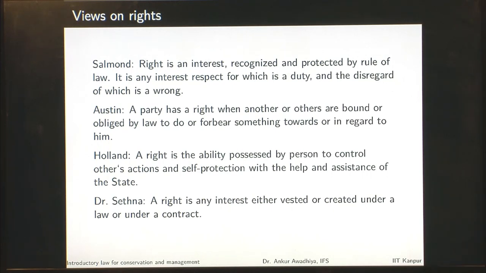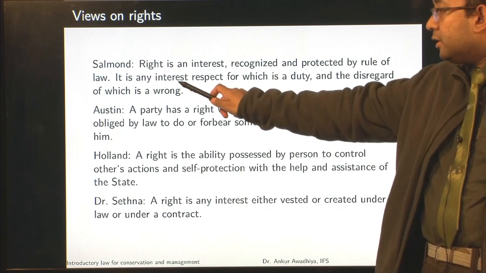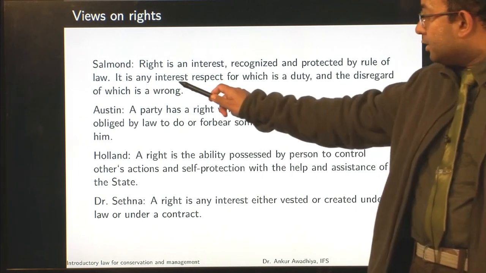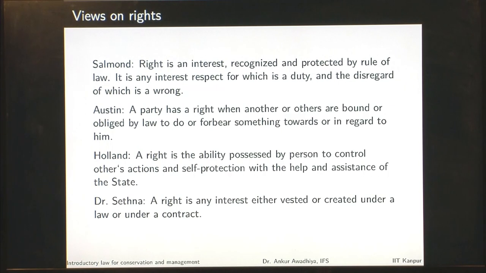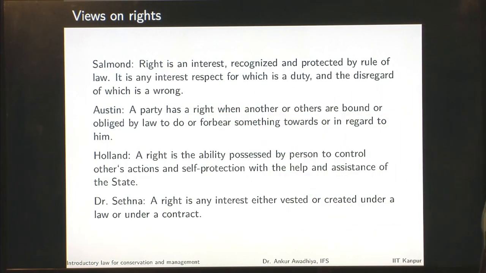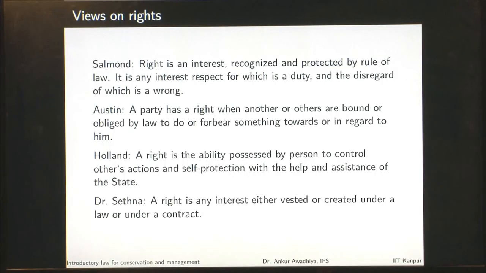It is any interest respect for which is a duty. So, because somebody has an interest, others have the duty to respect this interest, and the disregard of which is a wrong. So, if somebody disregards this interest, if somebody violates this interest, interferes with this interest, then that is a wrong. So, in this view, we have defined things like right, we have defined duty, and we have defined a wrong. So, right, wrong, and duty are all interrelated. Every right that a person has corresponds with a duty upon others to do something or to refrain from doing something. And if this duty is not followed, then there will be a consequent wrong. So, this is one view on rights.